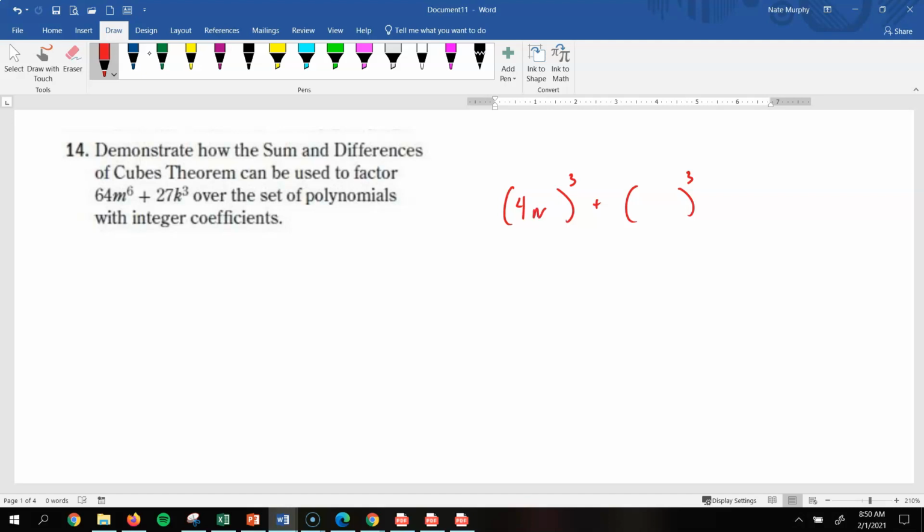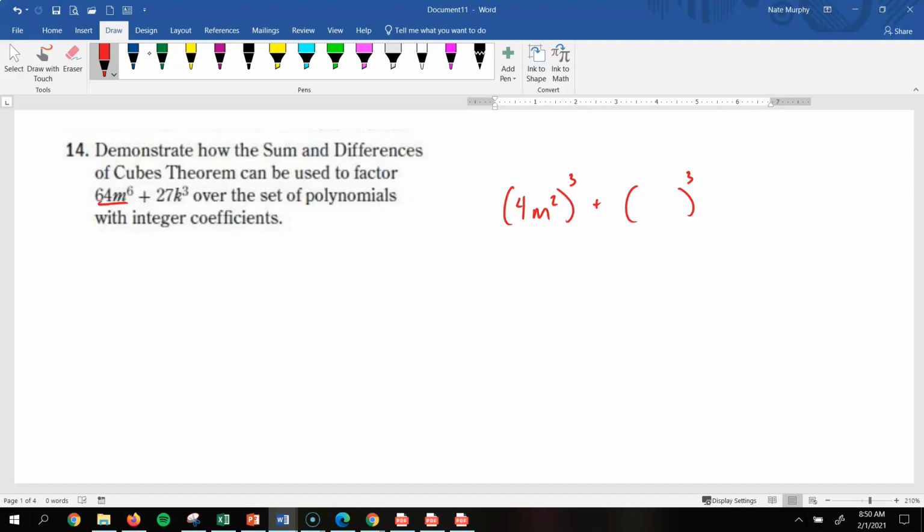Now with the m, it's a little trickier here because I want to figure out what would I multiply. Because remember, when we have a power raised to a power, we multiply those two powers together. So I need to think about what would I multiply 3 by to get 6? Well, that would be 2. So 4m squared, if you were to cube that, would give you 64m to the 6th.